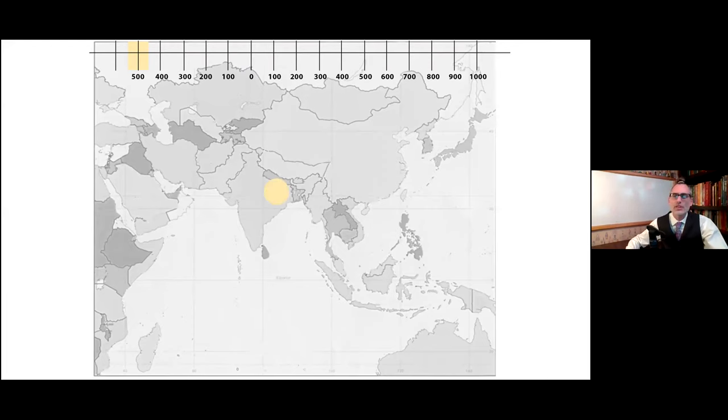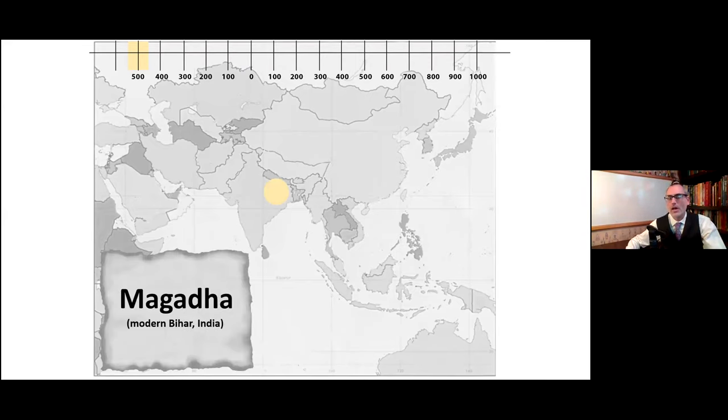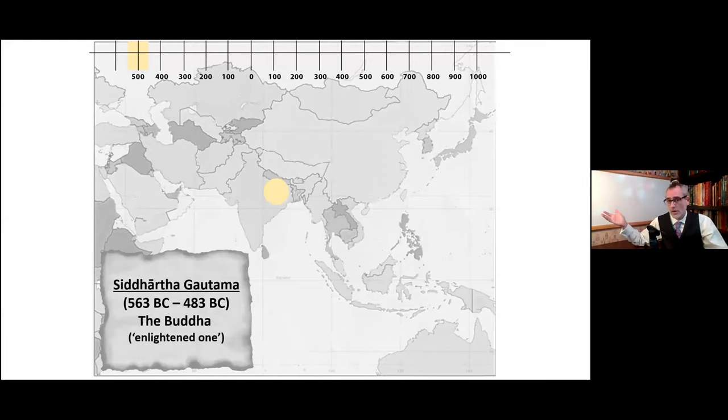I'm going to be using some pretty standard, broad geographies here. We're talking about the northeastern subcontinent of what is today India. At the time that we're talking about, 500 BC, almost actually 600 BC, the region we're talking about was called Magadha, in modern Bihar, India, of course. And we're going to be talking, of course, about Siddhartha Gautama.